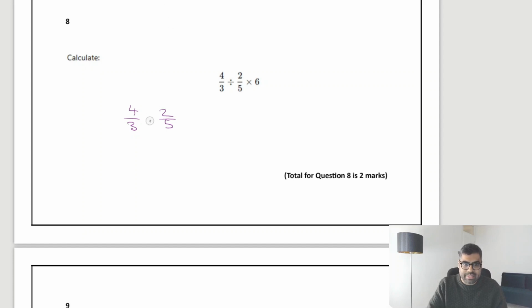I'm going to make this multiply, and we're going to flip the second fraction. So 2 over 5 is going to become 5 over 2. So what does that give us? Well, 4 times 5 is 20. 3 times 2 is 6. Simplify that further. We divide both numerator and denominator by 2. That gives us 10 over 3.